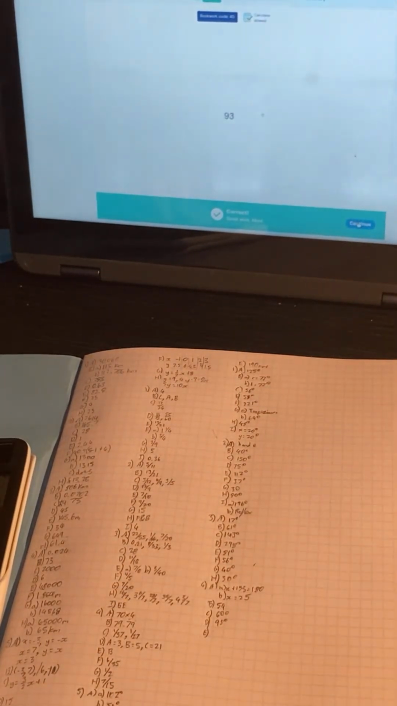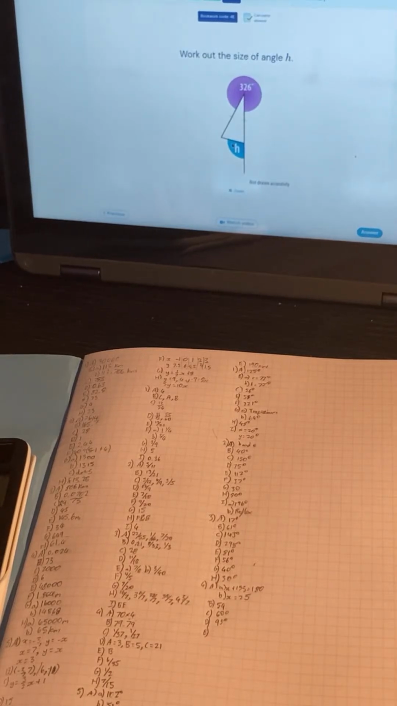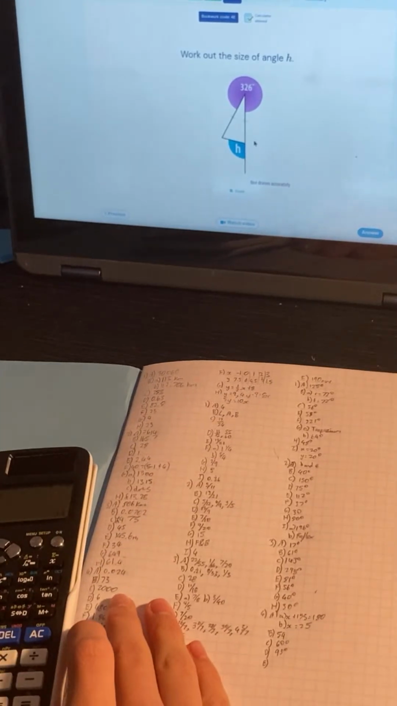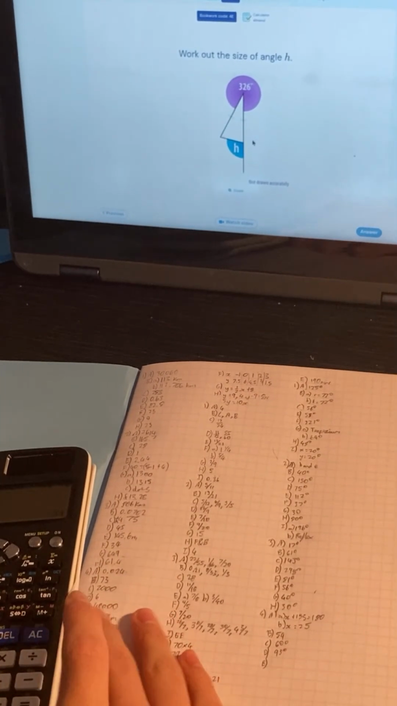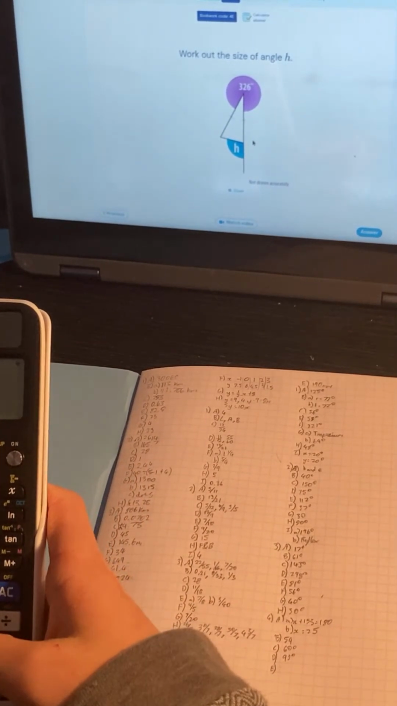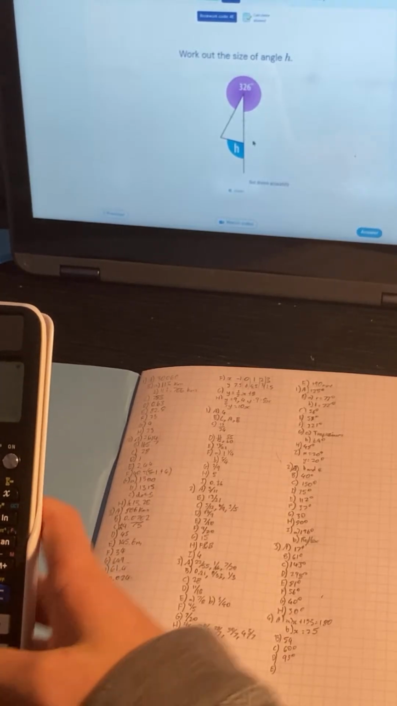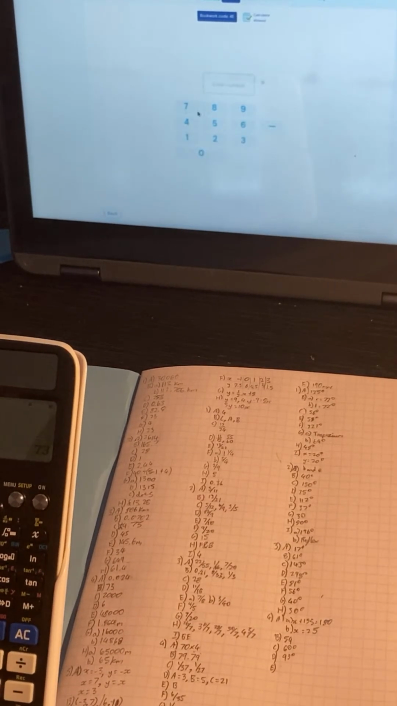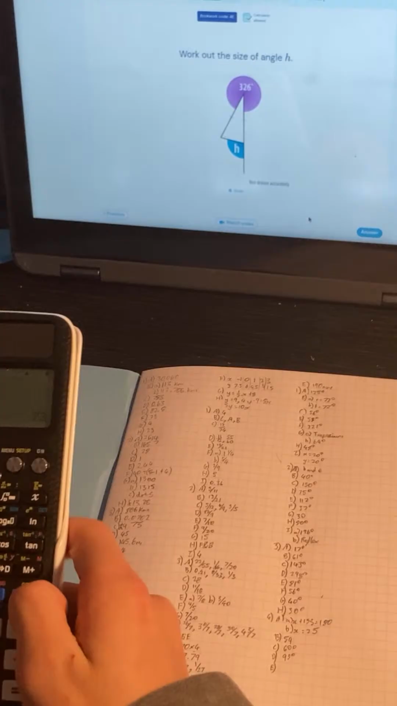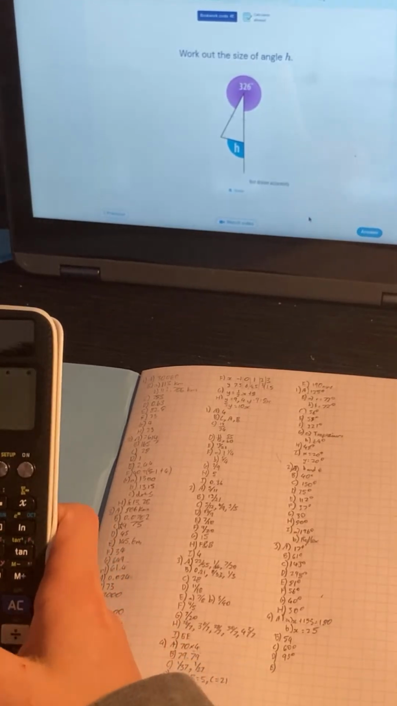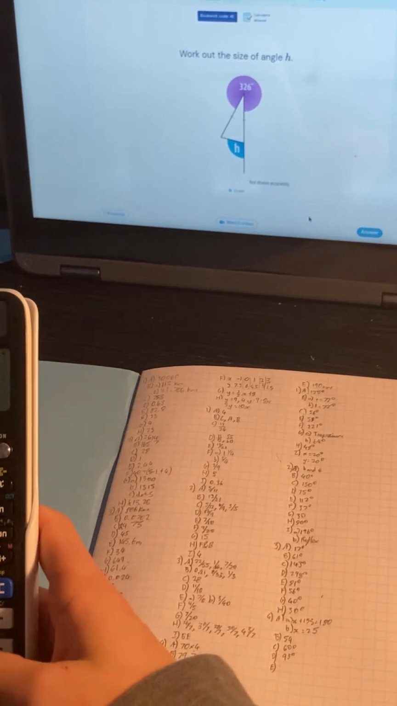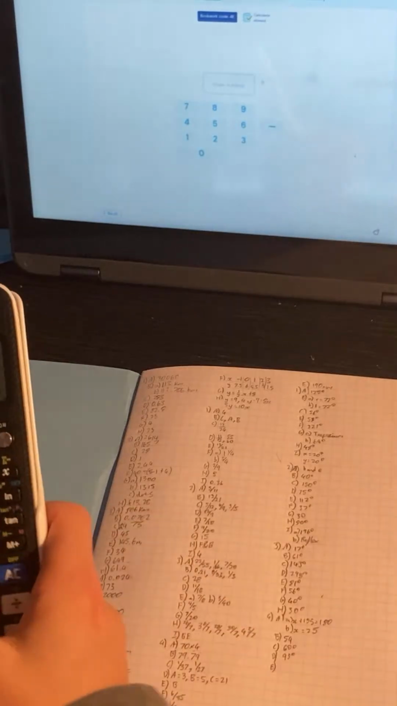D, E. Angle H, we need to figure out that. So 360 subtract 326 first. And then we do 180 subtract that, and that divided by 2. 73. No. 360 subtract 326. 180 subtract that, and that divided by 2. 73. Oh, I have to do 180 minus that.